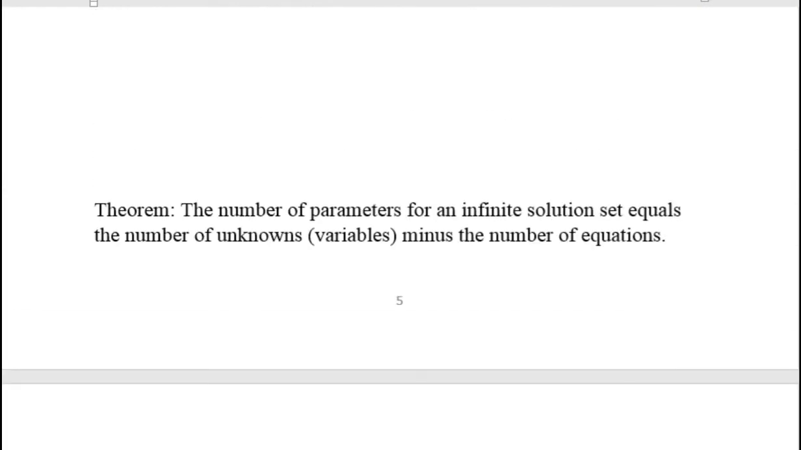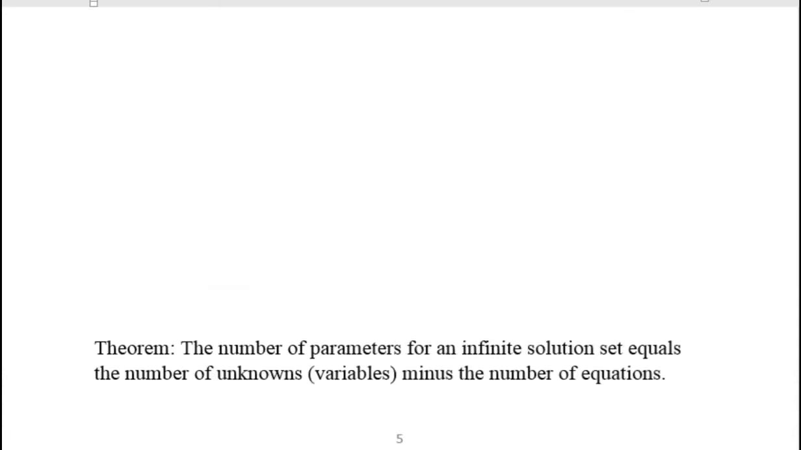Oh, that note there at the bottom is important. That's the theorem. The number of parameters of an infinite solution set equals the number of unknowns, that is variables, minus the number of equations. And that's something that I told you there before. How many parameters do you have? Well, you take the number of variables minus the number of equations, and that gives you, for this particular problem, 3 minus 2.